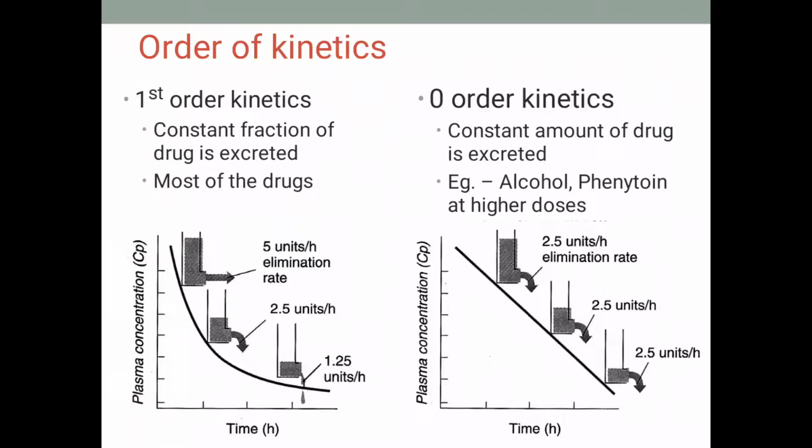You have to remember, in first order a constant fraction is eliminated, and in zero order a constant amount of drug is eliminated. Most of the drugs follow first order kinetics. Some of the drugs like alcohol and phenytoin follow zero order kinetics. So in first order kinetics there will be a constant fraction, percentage constant, 50% 50% or 25% 25%. In zero order the amount will be constant, 2.5 then 2.5, 2.5 same.